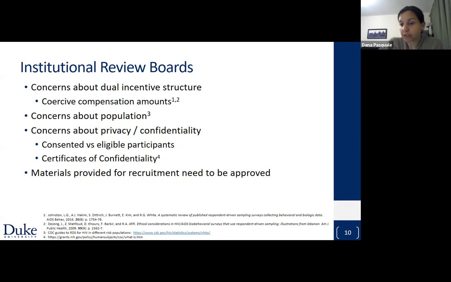And finally, materials or scripts provided to participants so that they can share study information with their potential contacts, with their potential recruits, need to be approved by the IRB. And then all of this should be part of the protocol and explained in the IRB application.